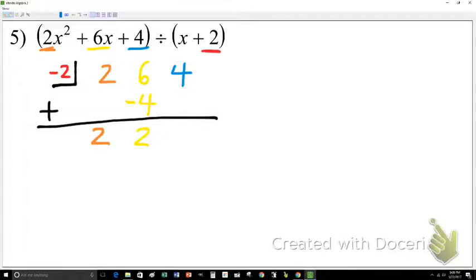And now once we've got that, we repeat the process. So we take that positive 2 that we have just got and multiply it by the negative 2 in the box. That makes negative 4 again, and I place that number underneath the next number there. And so we have 4 plus a negative 4 now. That gives us a remainder of 0. Okay?